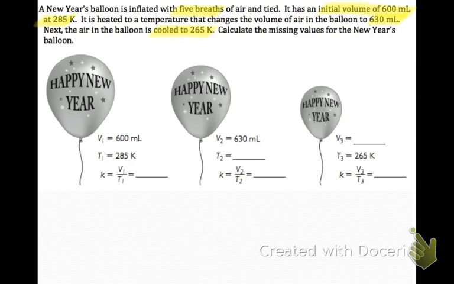So, just like in the Happy Birthday balloon, we had a proportionality constant. We have V1 over T1 should give us what the K is. And let's go ahead and plug that in. So we know K is equal to V1, and in this case it's 600 milliliters, over T1, which is 285 Kelvin. And with this V1 for sig figs, just make sure that you have a dot after that 600.